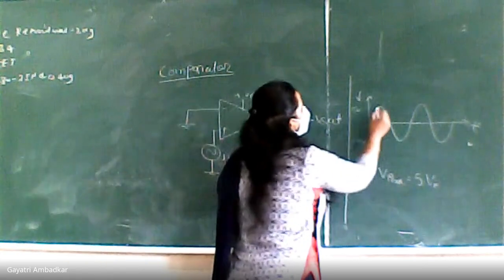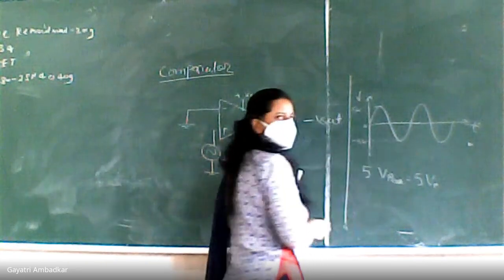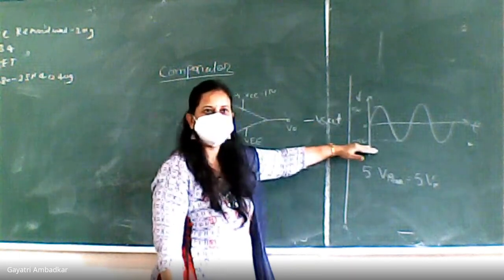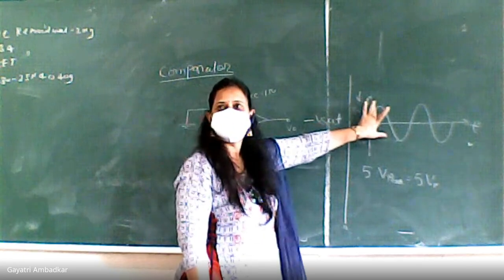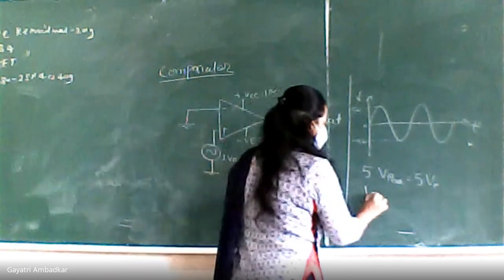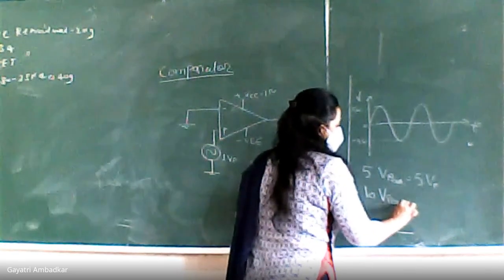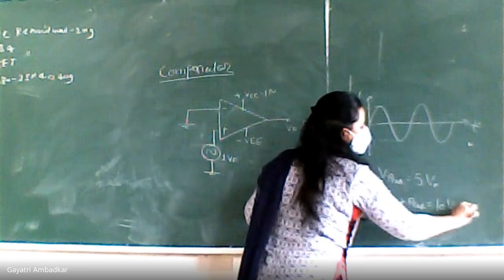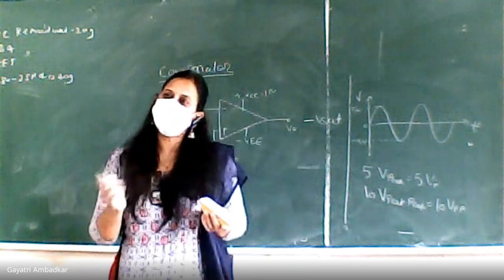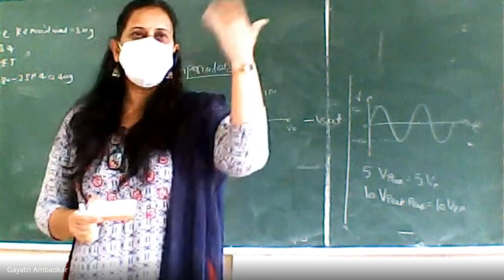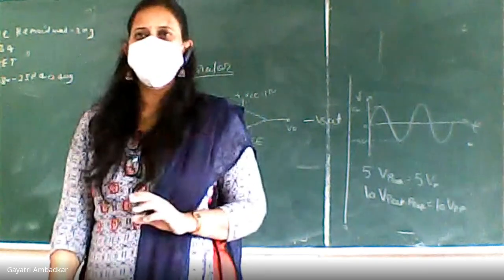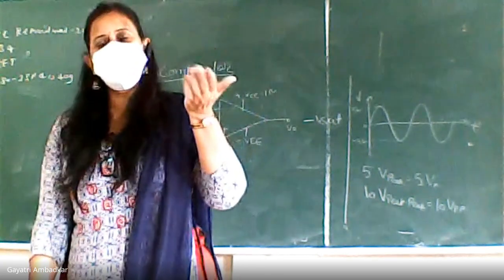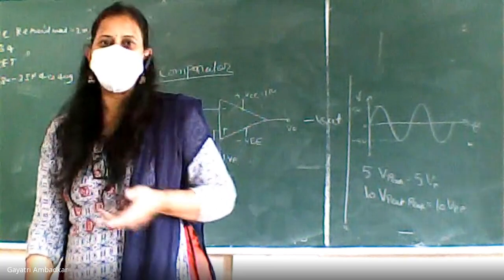Or I will say from this peak to this peak, how much is it? 0 to peak means peak voltage. Peak to peak, how much will it be? 10 volt. So I will say 10 volt peak to peak, or I'll write 10 volt VPP. Got it? What is peak and what is peak to peak? Peak is measured from 0 to the highest peak or lowest peak. So 5 volt peak indicates either 0 to 5 towards positive or 0 to minus 5 towards negative.